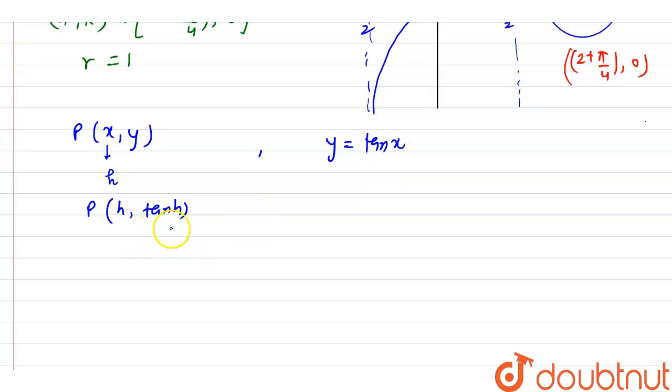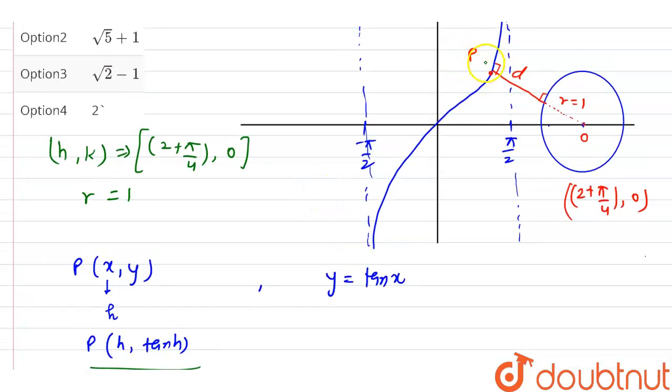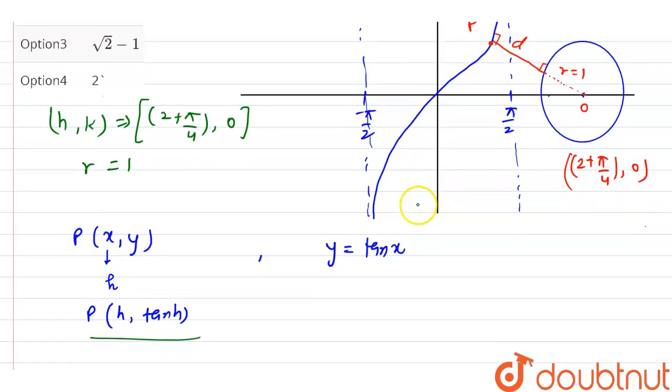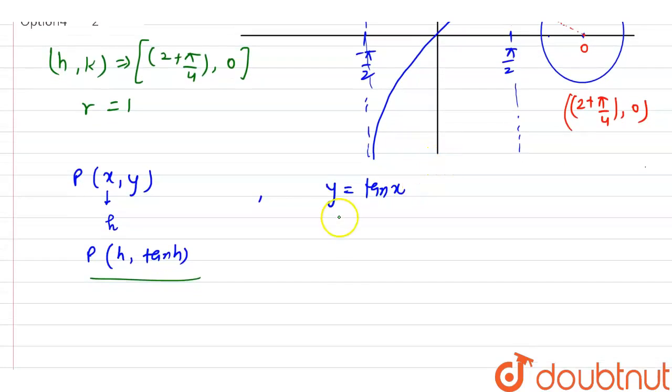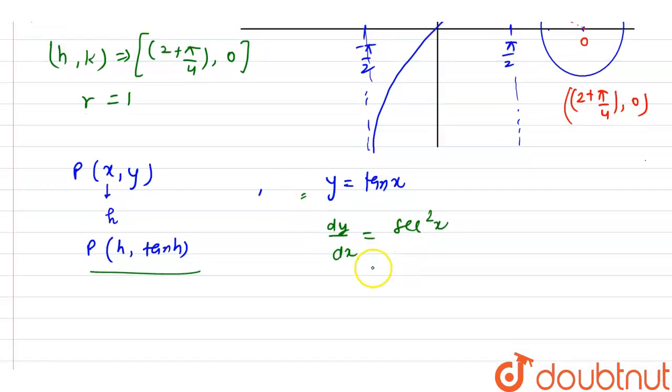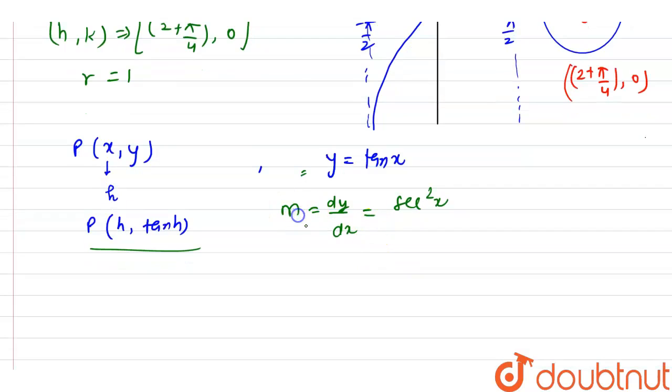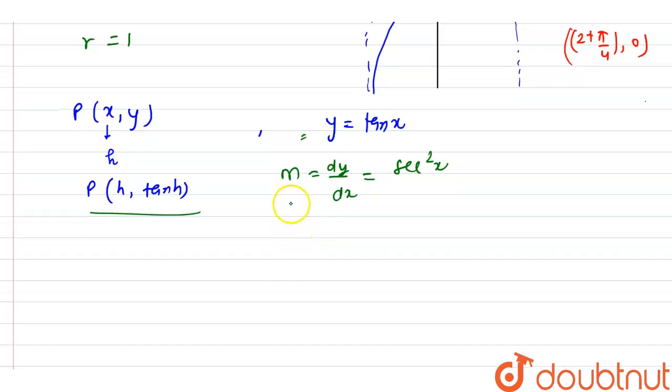Now that we have the point, I'm going to find the slope of the line. Basically this is normal to the curve, so we have to find the normal of the line. First I'm going to differentiate this with respect to x, and it will be sec square x. I'm differentiating both sides of this function, and this is nothing but the slope. This is my slope of tangent, mt. I'm going to find the slope of normal, mn, which is nothing but minus 1 upon mt, with the negative sign.